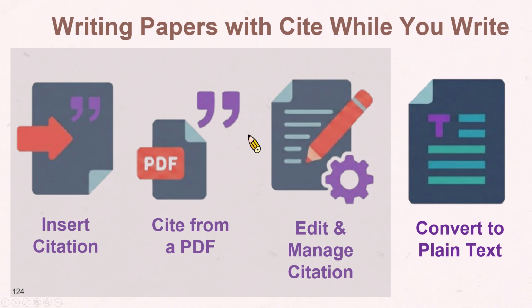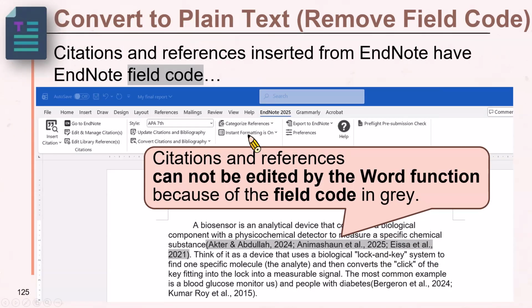Okay, so let's continue. When your manuscript is finished and ready to submit it to your advisor or share with a team member, there's one final step you should take. Remove the EndNote field code. This converts the document to plain text and prevents formatting errors for your recipient.